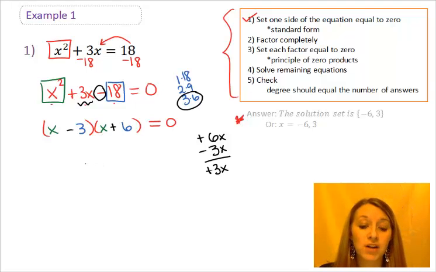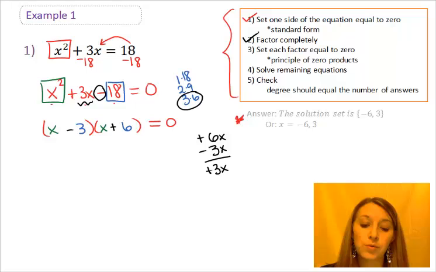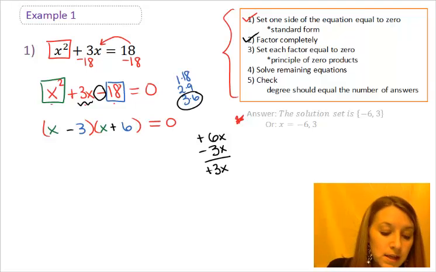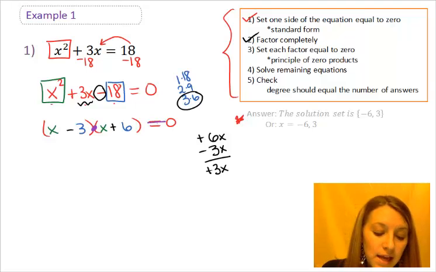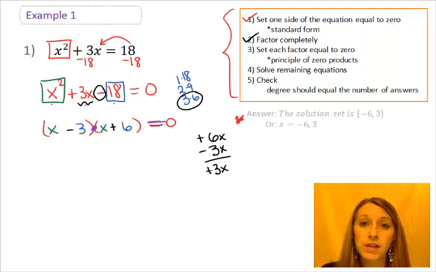Not only have I factored it, but I have factored it completely, because each of these parentheses only has 2 terms, where there's no squares nor cubes. So I have accomplished step number 2. Step number 3 is to use that principle of zero products, where I have my first set of parentheses times my second set of parentheses set equal to 0. So it's in the format that allows me to use that principle.